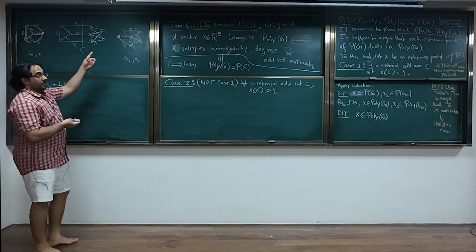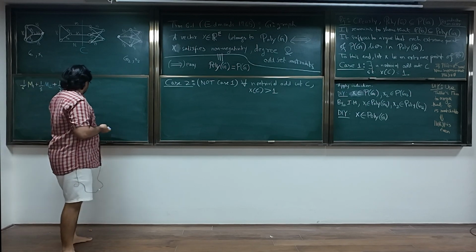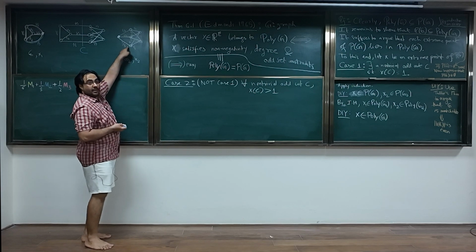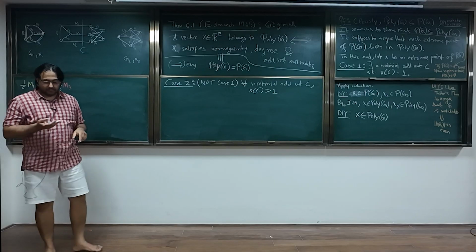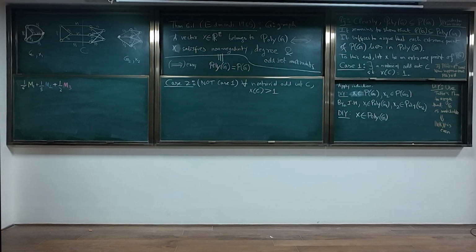Okay, let's deal with this example now. Can you all try to figure out how to write this vector as a convex combination of perfect matchings of this graph? If you figure it out, come and make a neat drawing here.